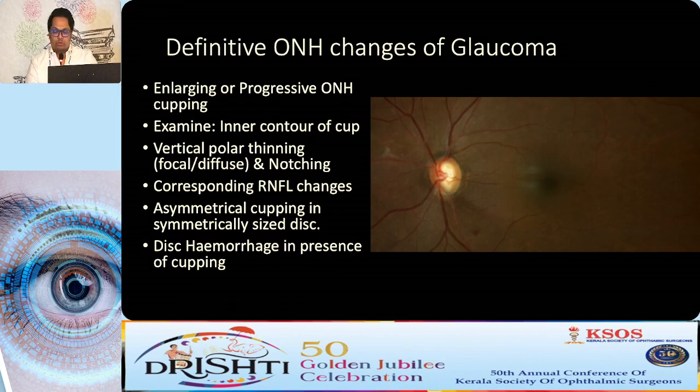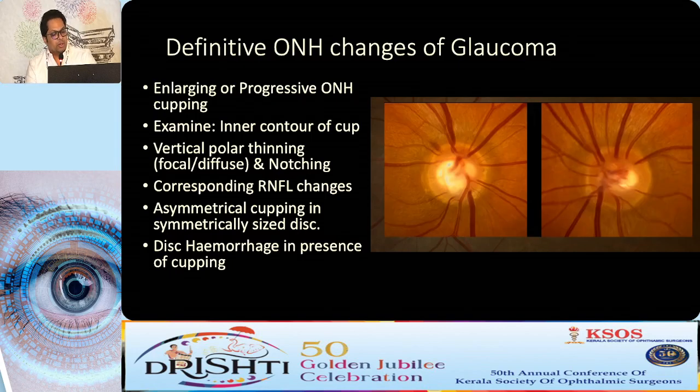What should you look for? Examine the inner contour of the cup. Look at whether it is going concentrically or whether there are any irregularities like a focal polar thinning. The polar thinning can be focal or diffuse, or there is a notching. There usually will be a corresponding retinal nerve fiber layer defect as well. Look at the cup disc asymmetry. In a symmetrically sized disc, when you see a cup asymmetry, then that is very specific. And disc hemorrhage in the presence of cupping is again another sign of glaucoma.